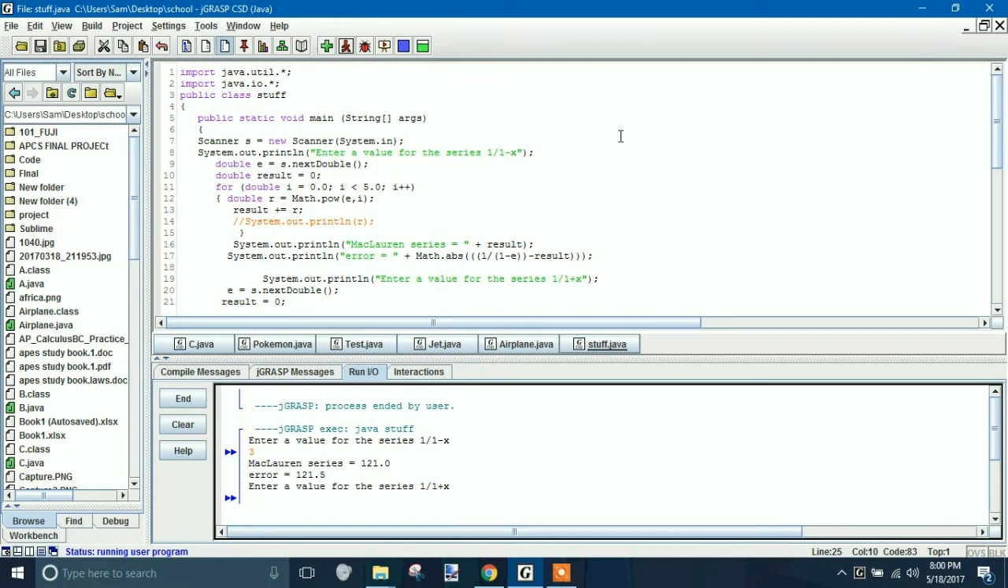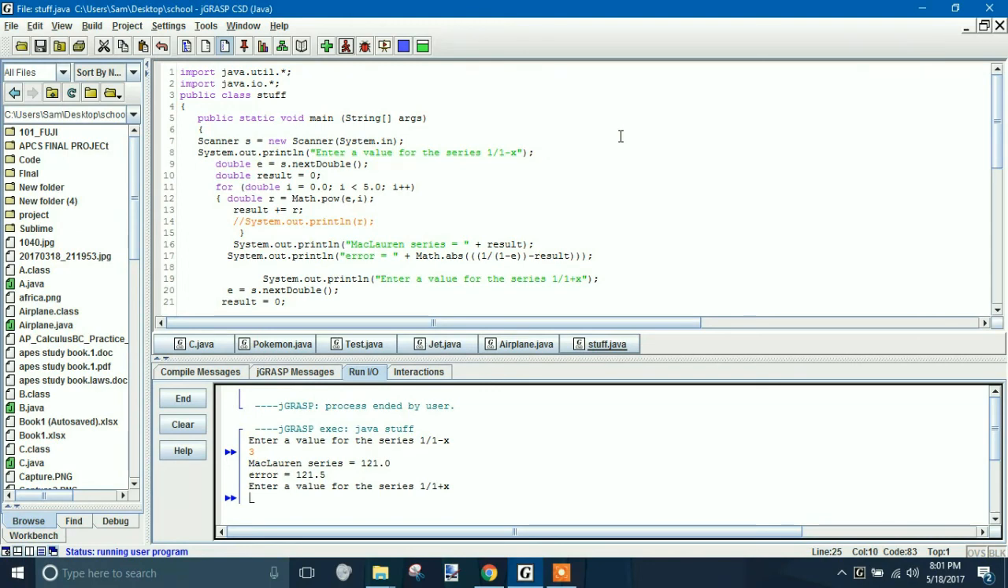And if you were to take a look at the error value, if you were to plug in 3 into the original base equation, 1 divided by 1 minus x, or well 3 for our example, you will see that the answer is negative 1/2, and the difference between the Maclaurin series and the error is 1/2.